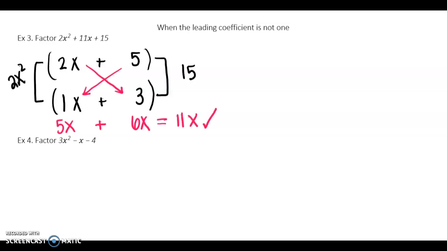Oh, that just happened to work out the first time and I got lucky. So this would be my answer. I'm just going to rewrite it so it's all horizontal. 2x plus 5, x plus 3.